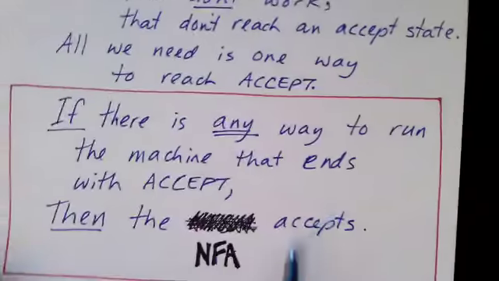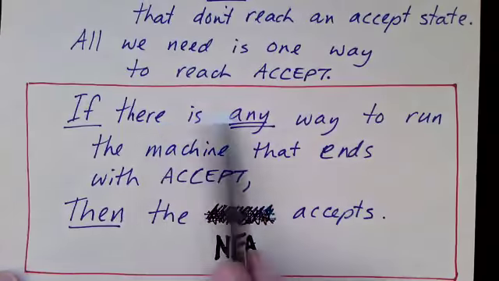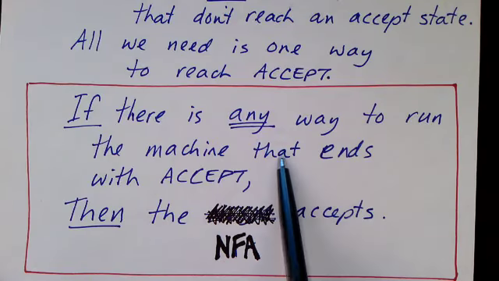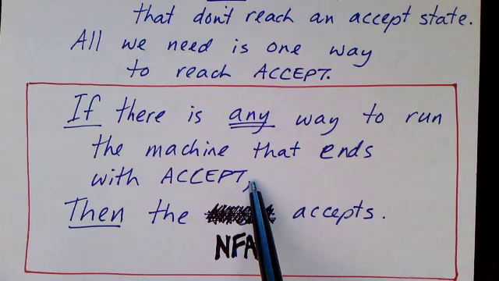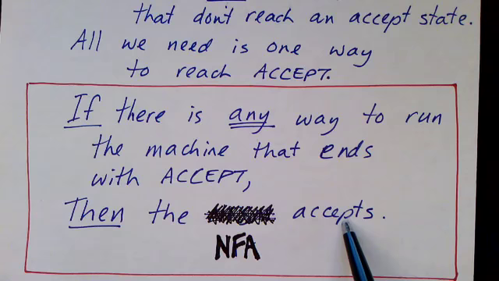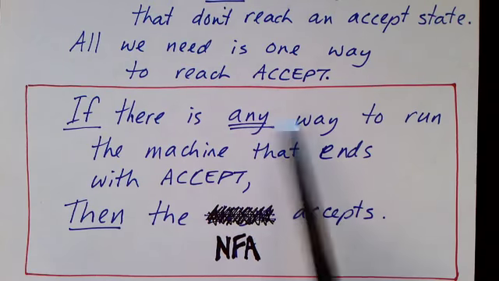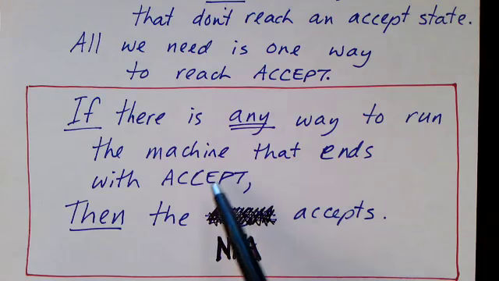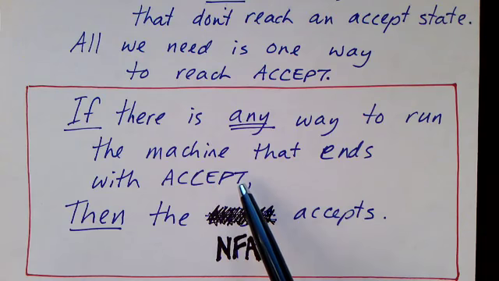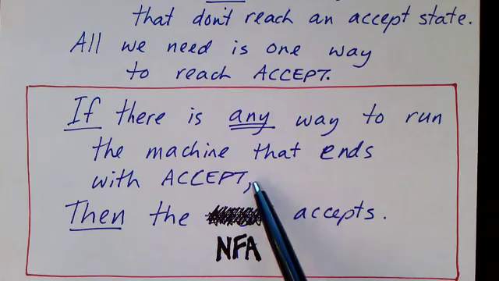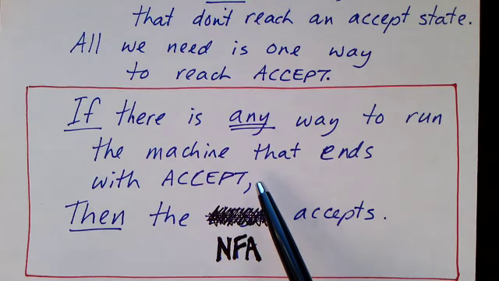So here's our definition. If there's any way to run the machine that ends with an accept, then the non-deterministic finite automaton accepts. So all we have to have is a single pathway from the initial state to a final state that matches the string, and that string is accepted by the machine.